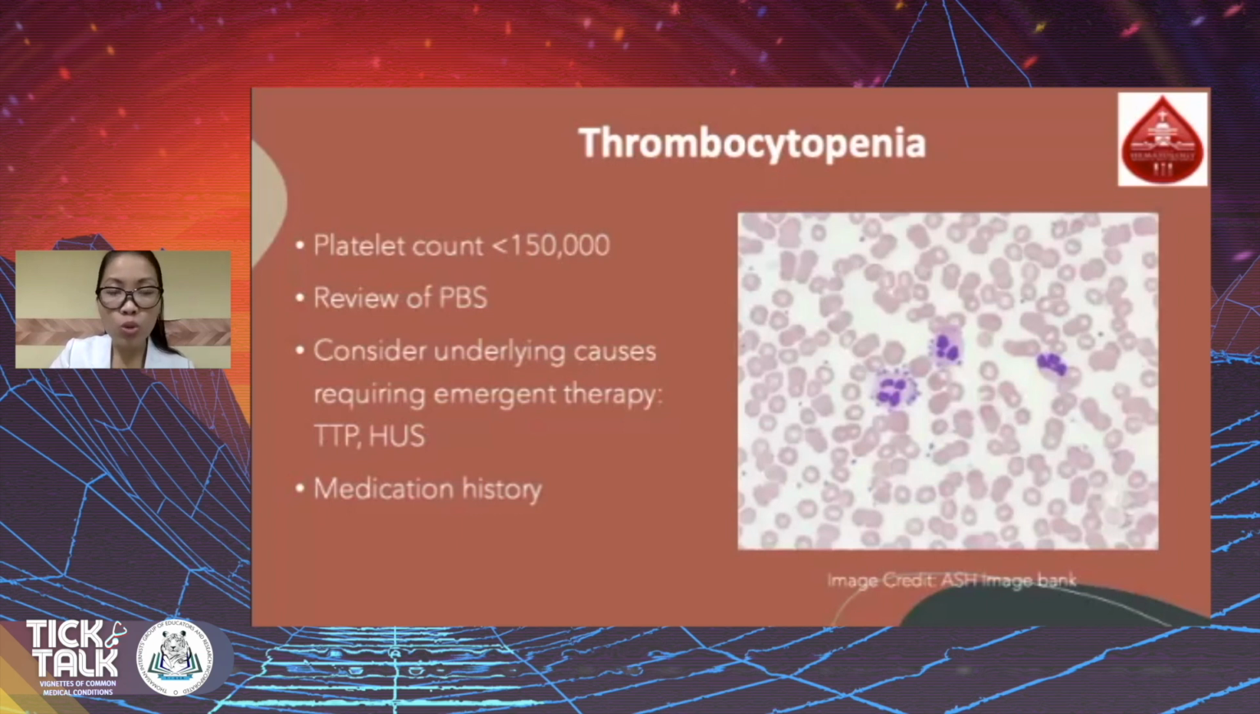We also have to check the peripheral blood smear to see if there are other underlying causes of thrombocytopenia that require immediate therapy, such as TTP, or thrombotic thrombocytopenic purpura, or HUS. And of course, medication history should always be reviewed.